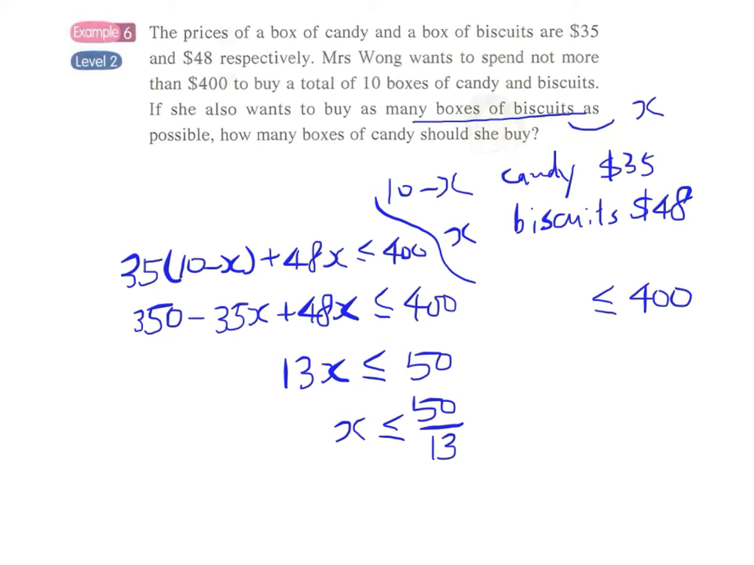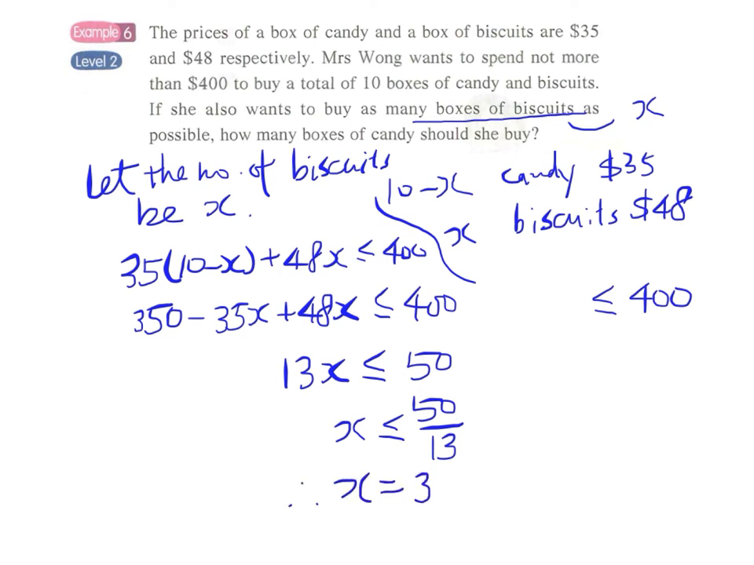And since X represents the number of biscuits she should buy, let the number of biscuits be X. And now we can find that this is actually not an integer, but the number of boxes of biscuits should be an integer. So X will be 3, since this will be 3 point something. So X should be at maximum equal to 3. That is, she should buy at most 3 boxes of biscuits.